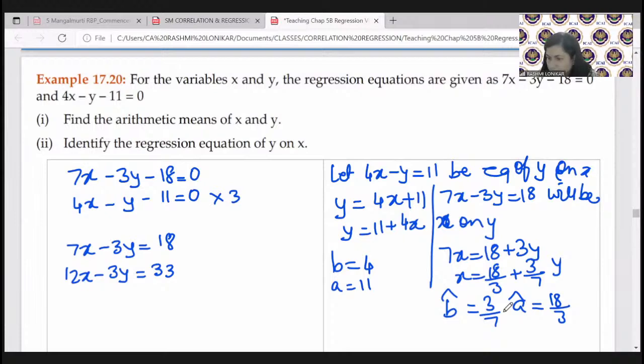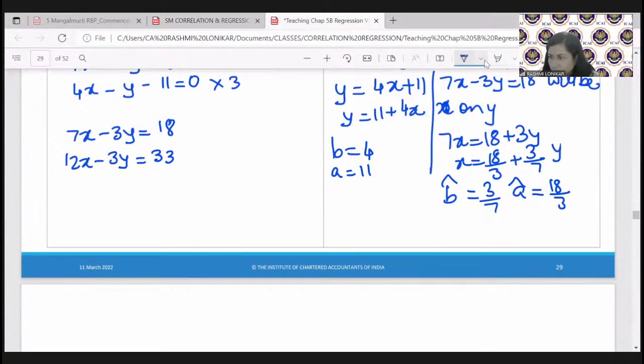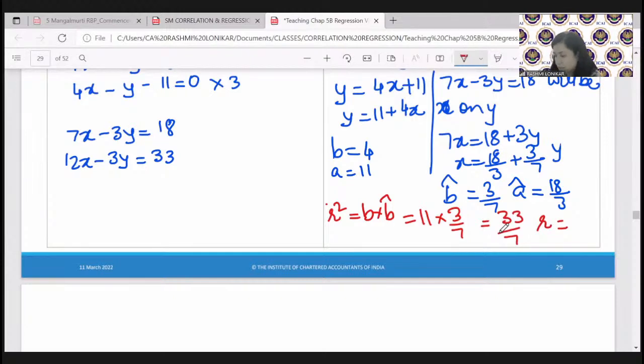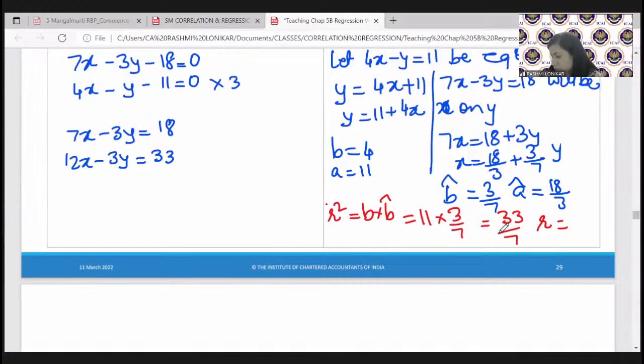Then I will write down r square, which is equal to b into b cap, equal to 11 into 3 upon 7, which is 33 upon 7. What will be the value of r? 33 divided by 7 is 4.7, and I find the square root. r is 2.17, which is a strict no. I cannot have the value of r greater than 1. So when you have made an assumption incorrectly, you just change it. Then you say that no, this equation is not x on y, it is y on x. Clear?